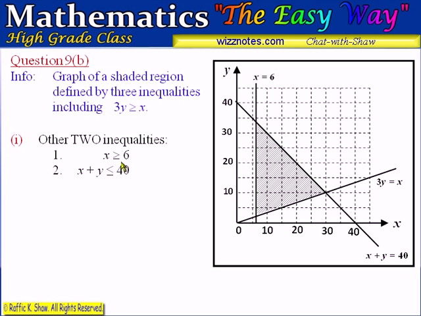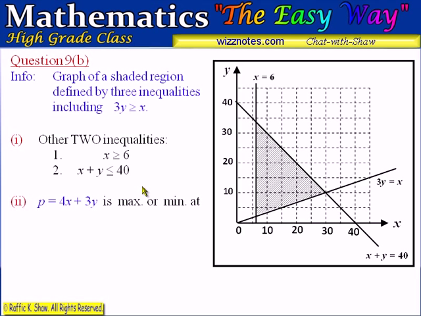The two additional inequalities are x ≥ 6, because x = 6 is an unbroken line and the shaded region is to the right where values of x are greater than 6, and x + y ≤ 40. Equal because the line is unbroken and is therefore a part of the required region, and less than because the shaded region is below the line. And those are our two other inequalities.